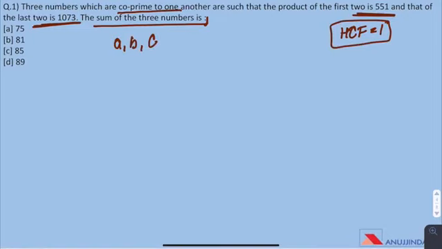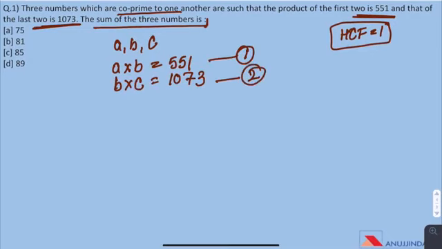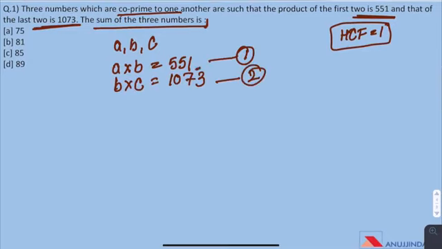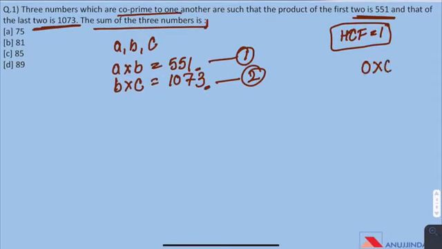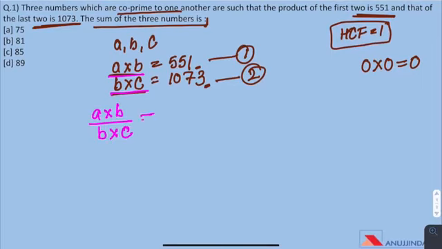So according to the question, A multiplied by B is equal to 551 and B multiplied by C is equal to 1073. Equation 1, equation 2. As we see, both of them are odd numbers. So we know one thing for sure, that odd number multiplied by an odd number gives an odd number. All 3 of them have to be odd numbers. And in the question it is given that they are co-prime and odd numbers as well. On dividing equation 1 by equation 2, we get 551 upon 1073.